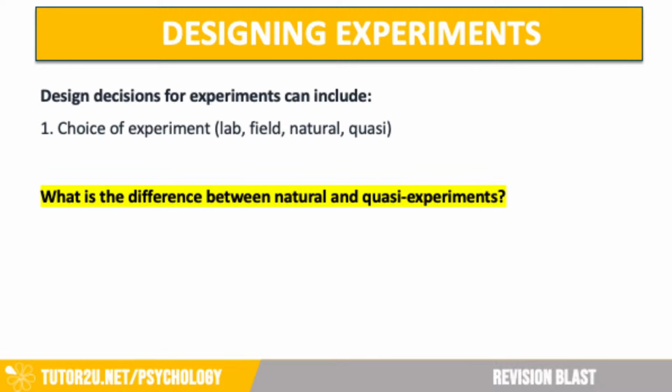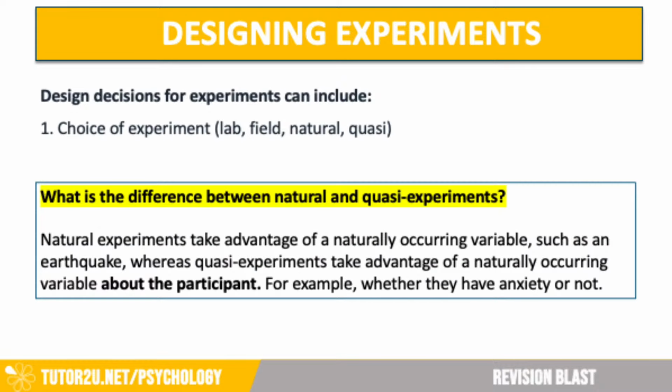Fantastic. Yeah, let's get our answer up. You're absolutely right. One other contribution there, you said natural experiment is one where the IV occurs naturally, for example, a natural disaster, and a quasi is where the variable is already pre-existing, for example, disability. Absolutely, really well done. So the way that we've defined it is natural experiments take advantage of naturally occurring variables such as an earthquake. So we had a similar example there in the chat, whereas quasi experiments take advantage of a naturally occurring variable about the participant. So something that's fixed, like gender, for example, or we've put on here, for example, whether they have anxiety or not. Thank you so much for your contributions there.